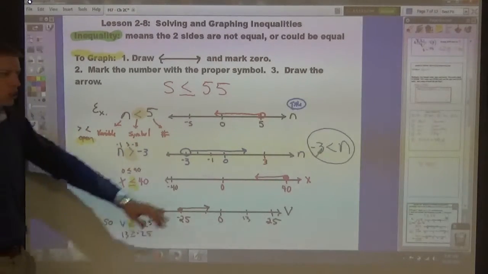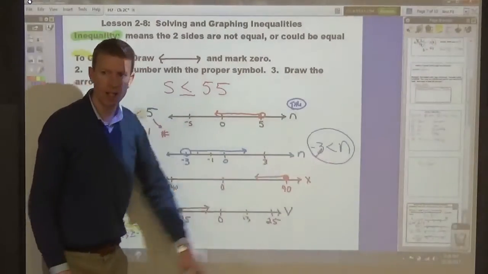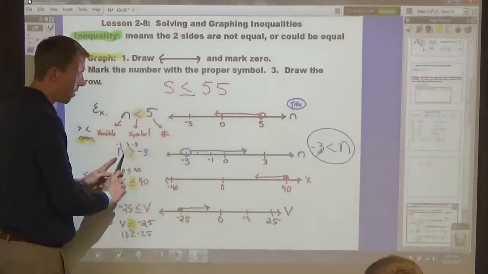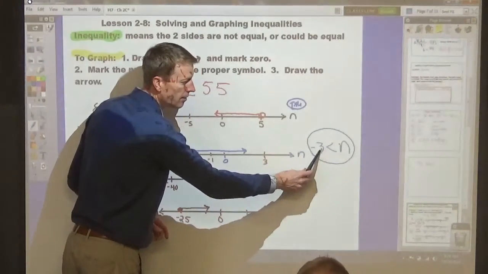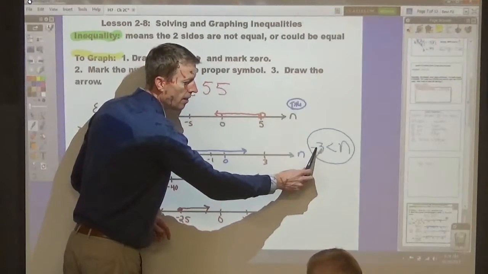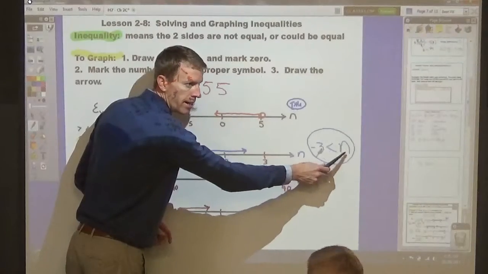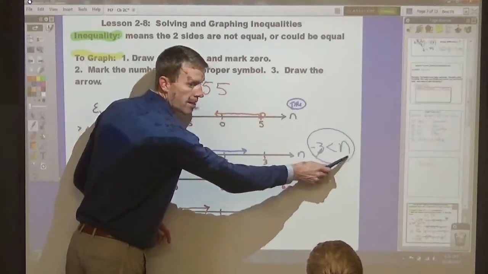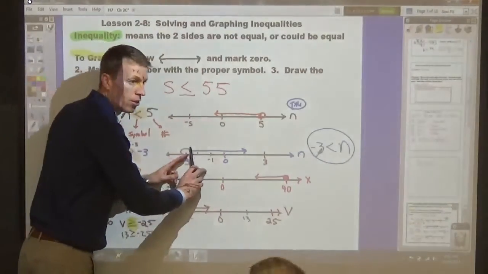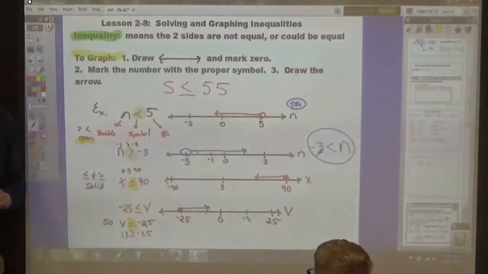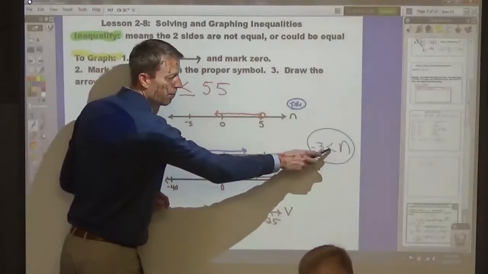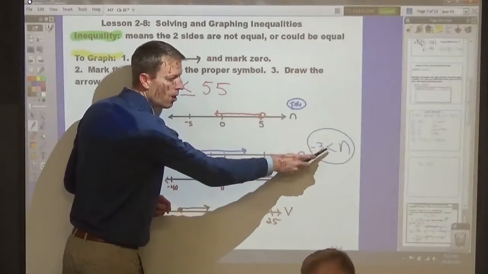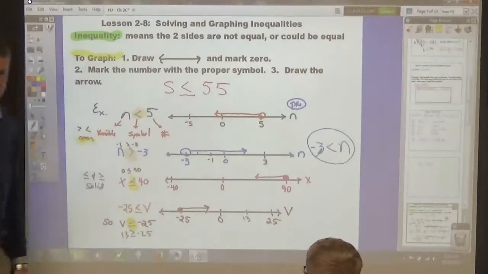Now, it's harder to graph this kind because notice that the variable is second in the statement. It doesn't say n is greater than negative 3. It says negative 3 is less than n. But we need to graph what n is. And so that's why you can't shade the same direction as the arrow is pointing when the number is written first in the statement.